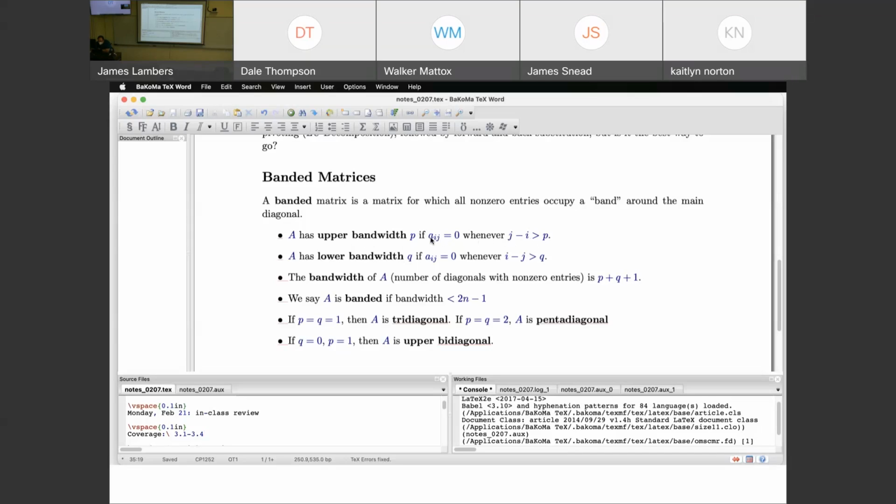Here's the algebraic definition: a_ij is 0 whenever j minus i is greater than this value for the upper bandwidth p. Now, a more intuitive definition is that A has upper bandwidth p if any non-zero entries above the diagonal lie within the first p diagonals above the main diagonal. So once you go past p upper diagonals, everything has to be 0.